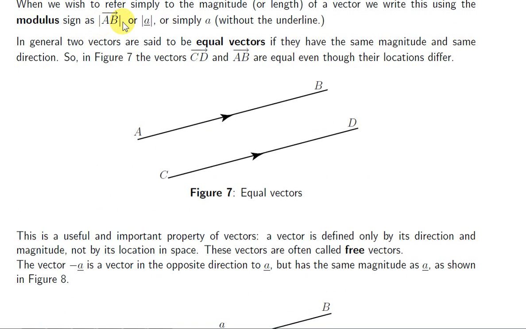The magnitude of a vector, that's the length of a vector, is shown like this, with vertical lines on either side. So the length of this line AB would be given by this. Or if we're calling our vector little a with an underline, we have vertical lines on either side to represent its magnitude. Or we can just write down the letter without the underline to represent the magnitude.